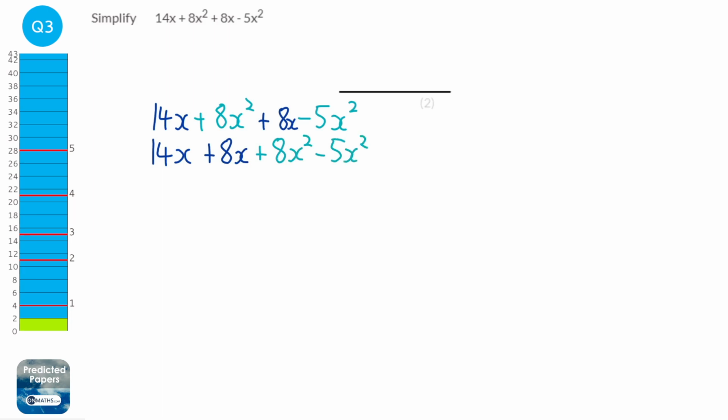So we can do 14x plus 8x, so 14 lots of x plus 8 lots of x is going to be 22 lots of x. And we can do 8x squared minus 5x squared, 8 lots of x squared take away 5 lots of x squared is going to be 3 lots of x squared. Now typically in our answer we'll always put the x squareds first, so it becomes 3x squared plus 22x.